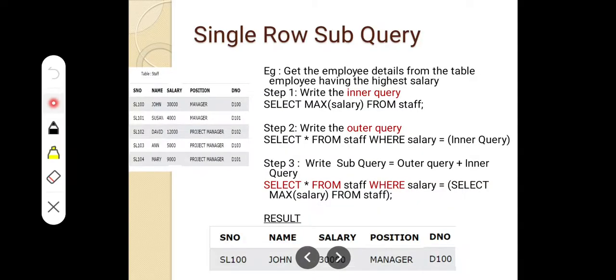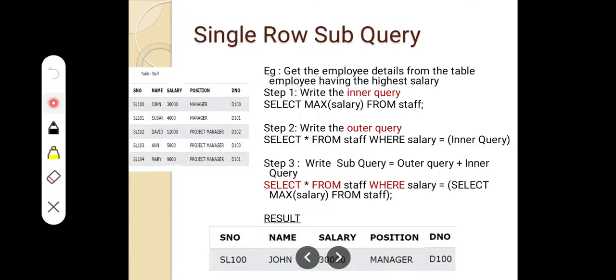Let us see. This query can be written as a nested query, using subquery concepts only. First we fetch the maximum salary from this table. That is what we are going to write in the inner query. So step 1 is to write the inner query. From the inner query we will retrieve the maximum salary of the staff.